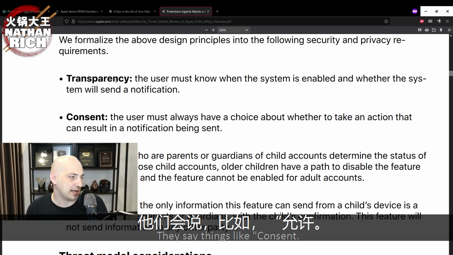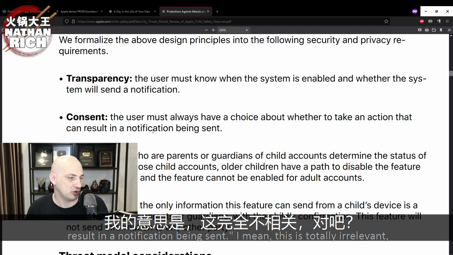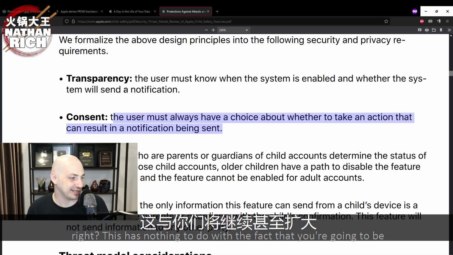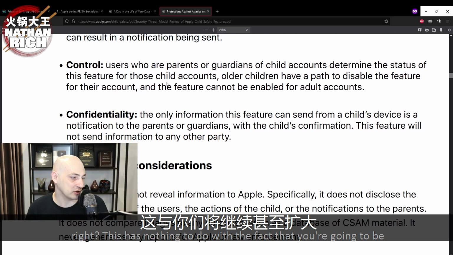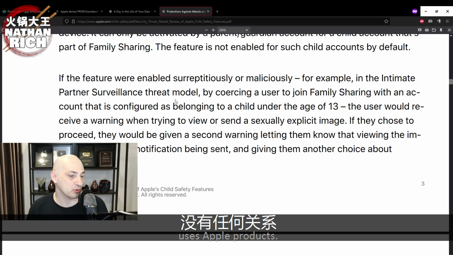They say things like consent. The user must always have a choice about whether to take an action that can result in a notification being sent. I mean, this is totally irrelevant, right? This has nothing to do with the fact that you're going to be continuing or even expanding the spying that you're doing on everyone who uses Apple products.